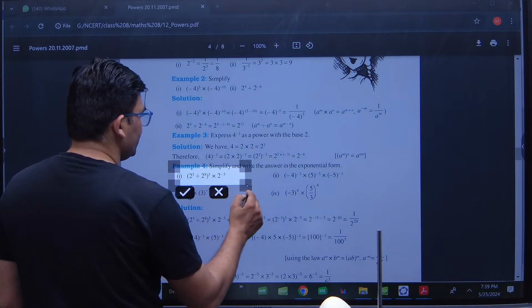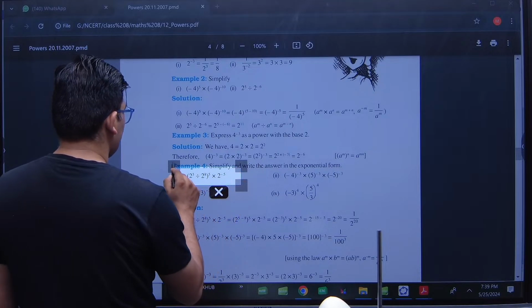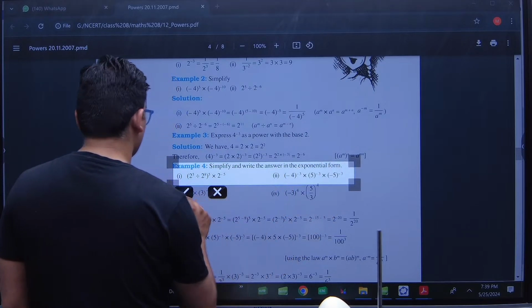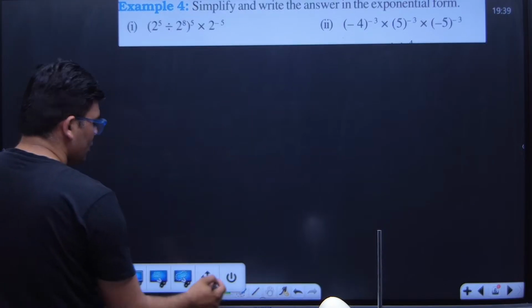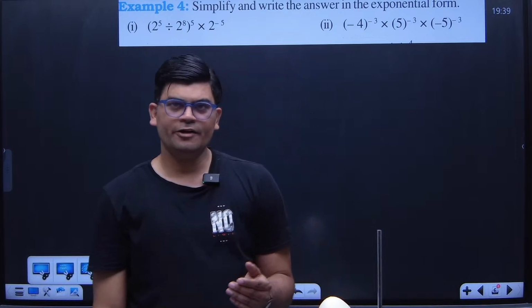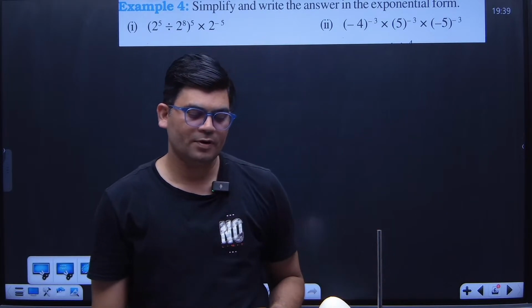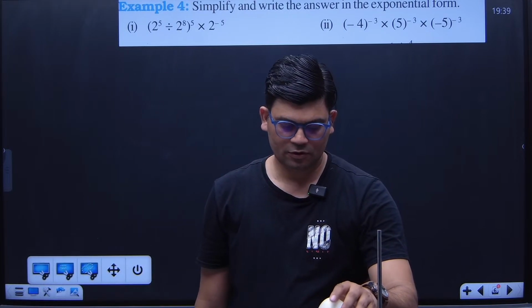The first question is like this. Let us take one question at a time. The question is: simplify and write the answer in the exponential form. When you are being asked to write like this, you can't use the negative powers. If there is a negative power, you have to convert it into a positive power. All right? Yes, sir. Okay.